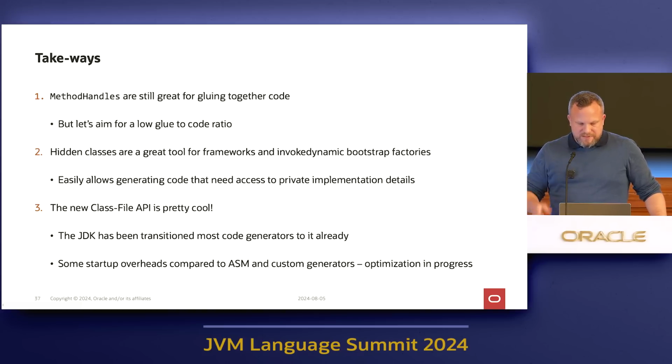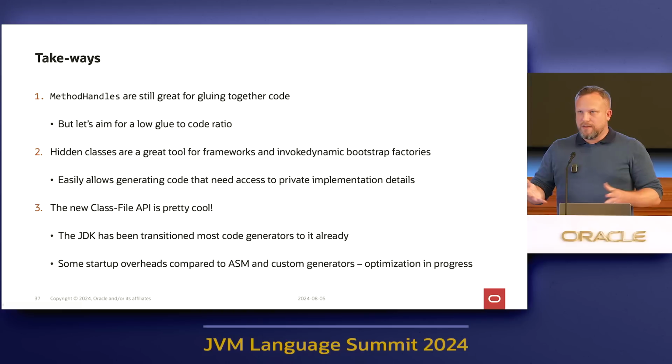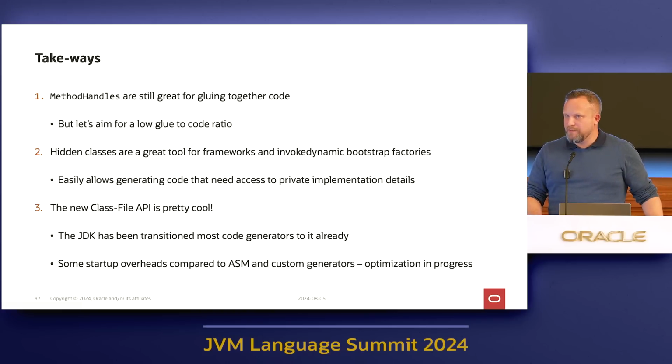So it's very flexible and nice, and allows for the JDK and also frameworks to generate code that gives access to private implementation details, that allows library authors to hide away implementation details much better.